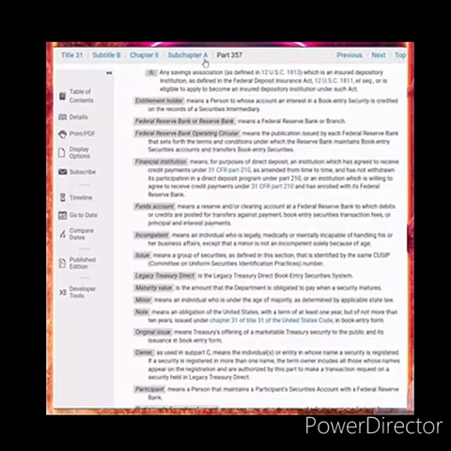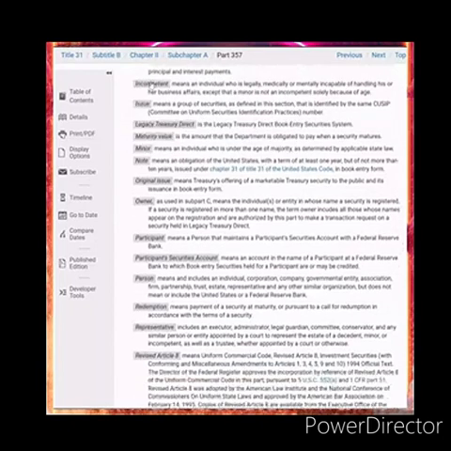Well, entitlement holder means a person to whose account and interest in a book entry security is credited on the records of a securities intermediary. The fiscal services is the securities intermediary who's responsible for paying you back what the United States owes you. You see how handy this is, folks? I mean, yeah, there's all kinds of good information here. Incompetent means an individual who is legally, medically, or mentally incapable of handling his or her business affairs, except that a minor is not an incompetent solely because of age. Wow.